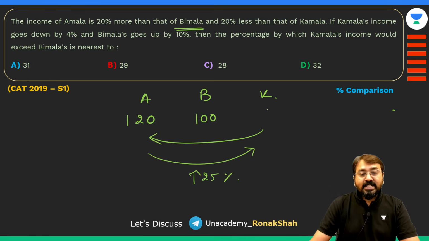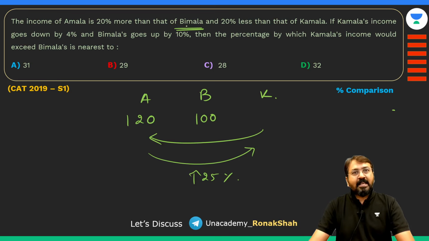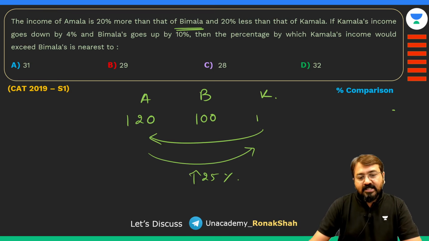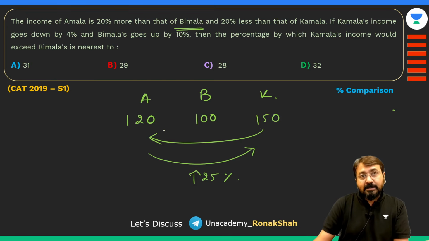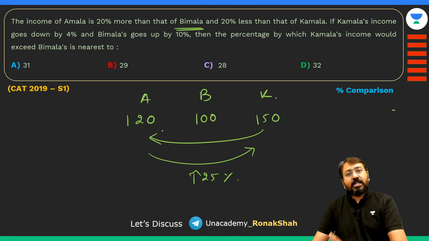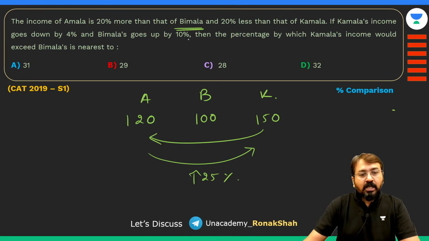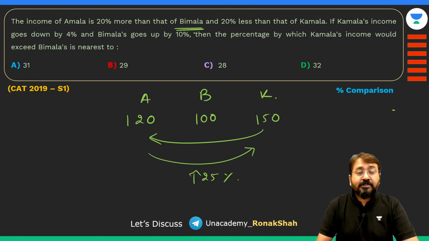Acha, if you want, you can start with Kamla also and then come to Bimla. Ultimately, it will take the same amount of time. Okay, so guys, Kamla's income should be 150, right? Because Amla's income is 20% less than Kamla. So Kamla's income should be 25% more than Amla, right? I really hope you are not confused because of this Amla, Kamla and all, right?